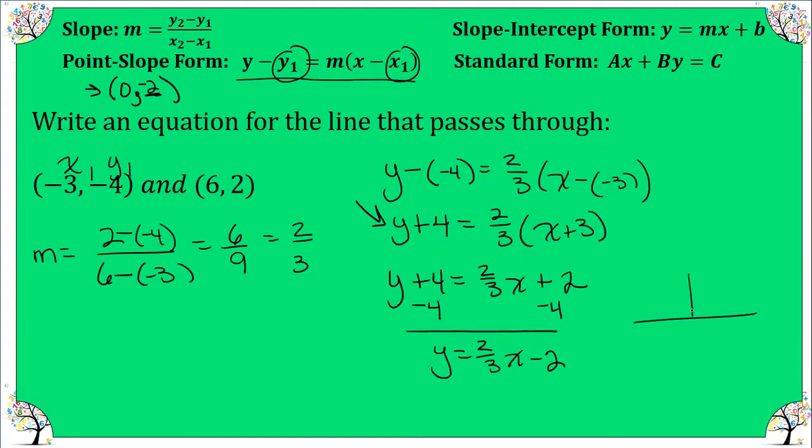So let's graph this. We're going to start at 0, -2, your starting point. And then I'm going to use slope to find another point. The slope says to go up 2 and right 3. So we're going to go up 1, 2 and right 1, 2, 3. I could do it again. Up 1, 2 and right 1, 2, 3. They're going to fall right in line.